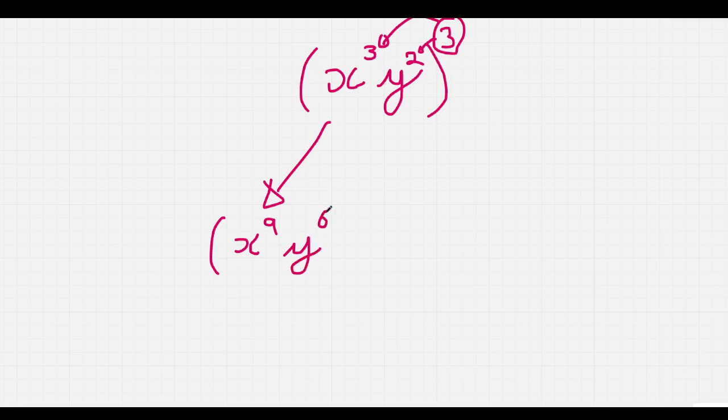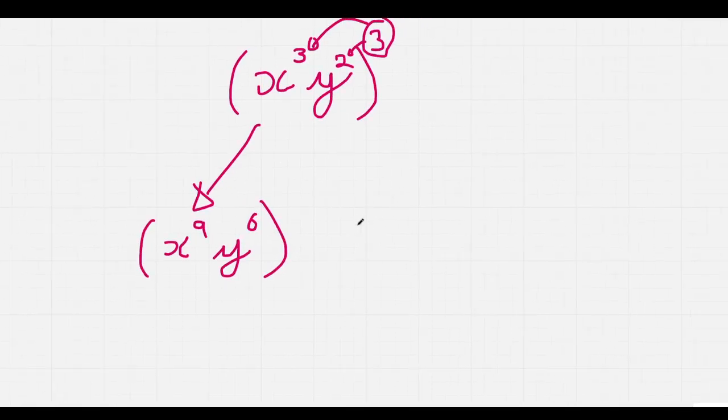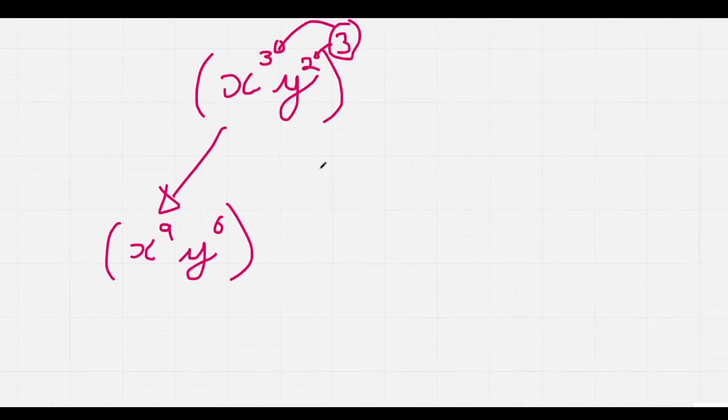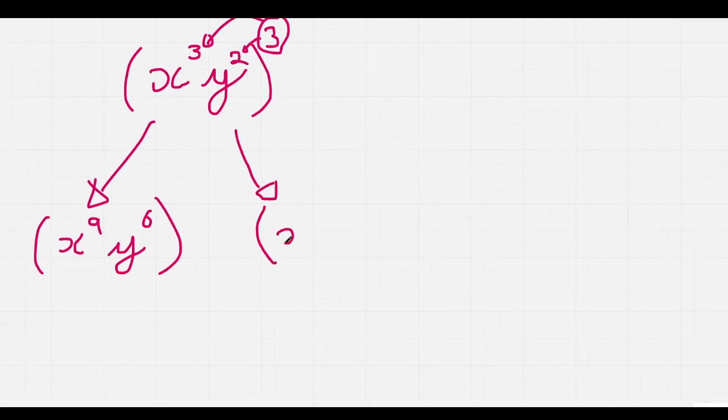It's actually a good idea to not do it like this. It's a better idea to open these brackets up, because you're going to make fewer mistakes, since this is going to help you with separate terms. So if I have something like x to the 3, y to the 2, all to the power of 3, this simply means that I must write this bracket out 3 times. So I'm going to do that.